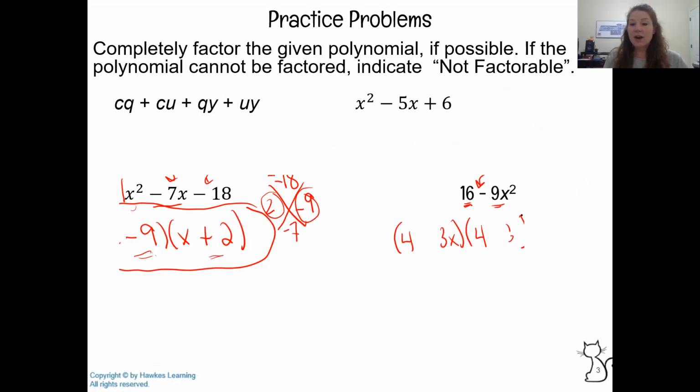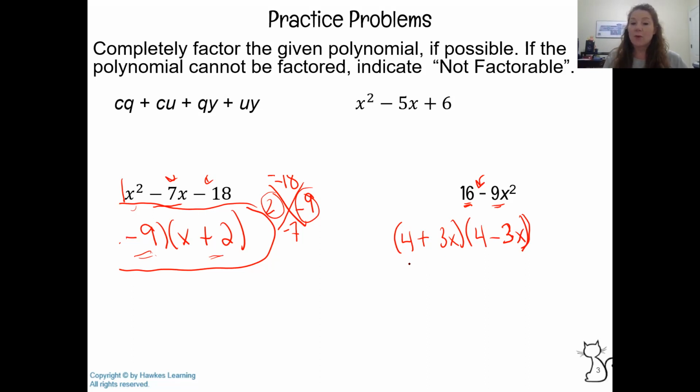All right, so don't you agree that the square root of 9x squared is 3x and 3x? Now, when there's a minus sign right there, that means that one of our parentheses gets a plus and the other one gets a minus. And that's how you simplify the difference of squares.